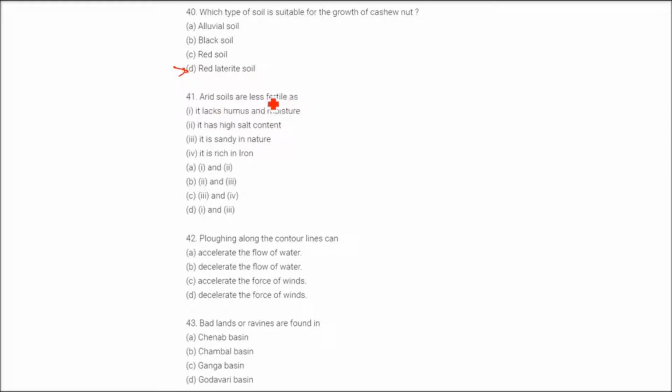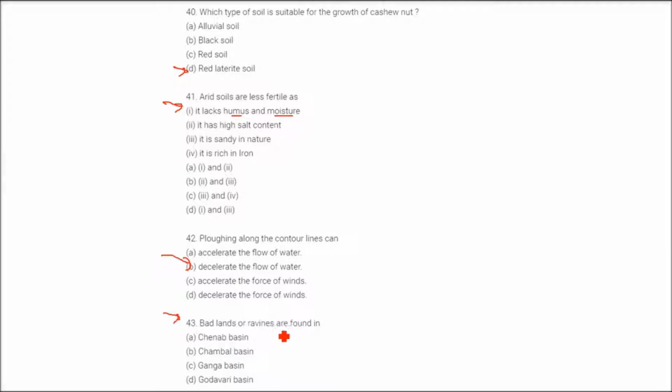Arid soil are less fertile as, the answer is it lacks humus and moisture. Plowing along the contour lines can accelerate the flow of water, decelerate the flow of water, accelerate the force of winds, decelerate the force of winds. So the answer is decelerate the flow of water.